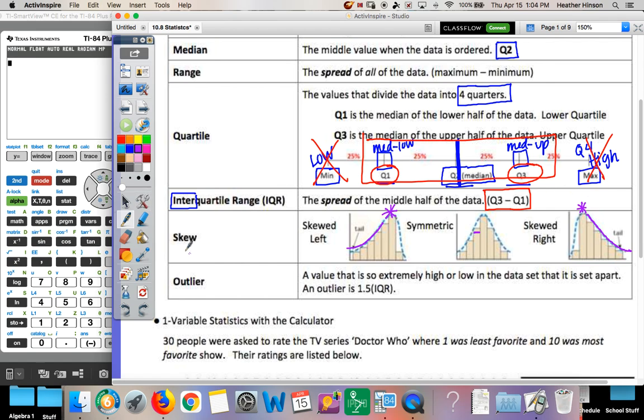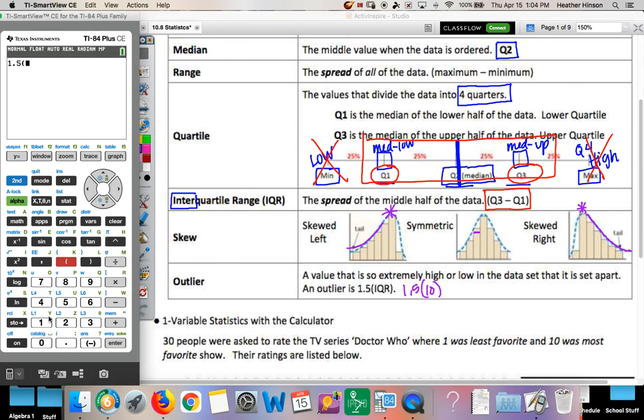Okay, the last thing is outlier. This is a value that is so extremely high or low in the data that it's set apart. It's 1.5 times your interquartile range. So if your interquartile range was like 10, you would just multiply 1.5 by that.